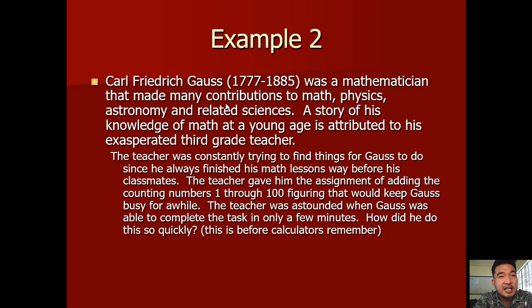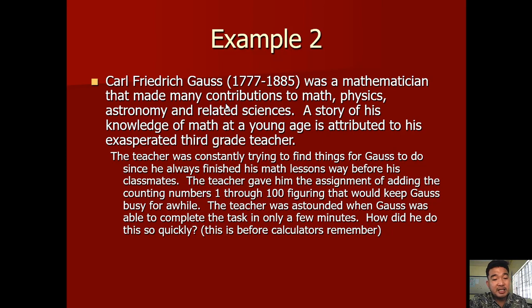One time kasi nagkaklase sila ng kanyang teacher kasama yung kanilang mga kaklase. Dahil itong si Carl, sobrang nadadalian na siya dun sa mga lessons, ano? So the teacher was constantly trying to find things for Gauss to do since he always finished his math lessons way before his classmates. Mas madali niya kasing nasasagutan, ano, yung mga activities, yung mga problems. Kaya itong si teacher, nag-iisip siya lagi ng ibang gagawin ni Carl kasi way ahead itong si Gauss sa iba niyang mga klase.